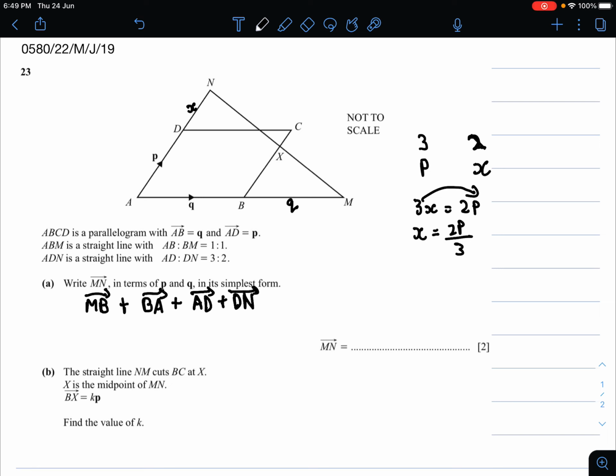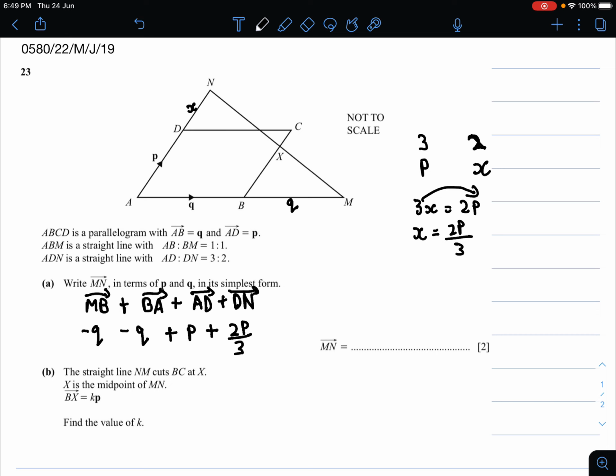So MB would be negative q because we are going in the opposite direction. So negative q plus BA is also negative q because opposite direction. AD is in the same direction, so plus p, and as we worked out x is 2p by 3, so we can stick with that, 2p by 3.